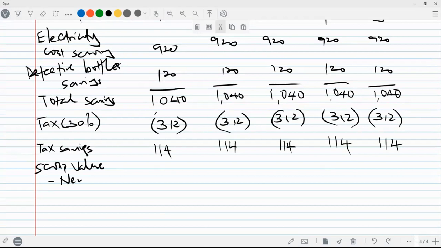Scrap value for, let me call this the new machine. At the end of the life of the new machine, we can dispose of it and earn 600,000. So at the end of life, 5 years from now, we earn 600,000. However, don't forget, if you had continued using the old machine, at the end of year 5, how much would you receive?